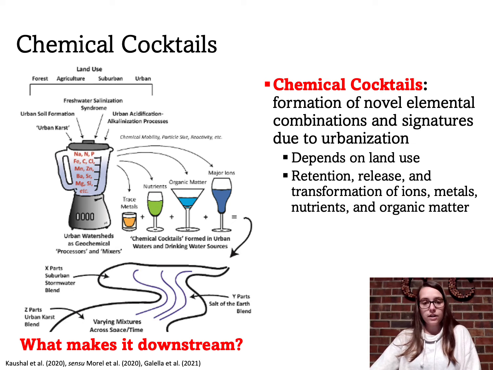To answer our question about what makes it downstream, we'll use the chemical cocktail approach and look at novel elemental combinations and signatures due to urbanization. So instead of looking at one element, we will look at a suite of ions, metals, nutrients, and organic matter. These cocktails travel together based on their chemical properties. We will be looking at the retention, release, and transformation of chemical mixtures longitudinally in Bull Run.